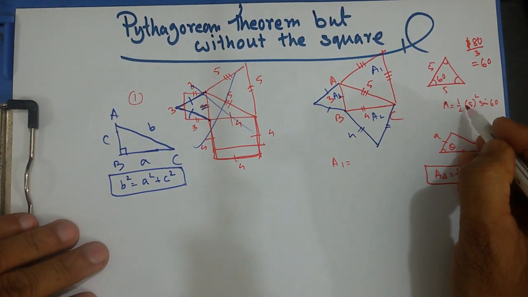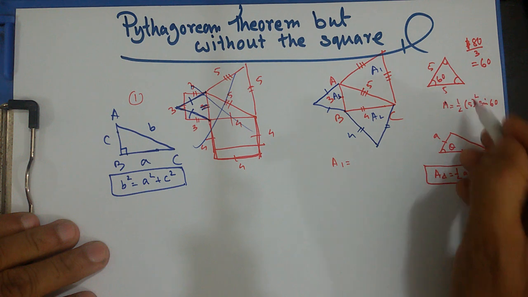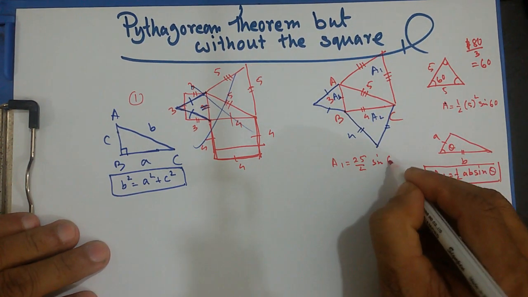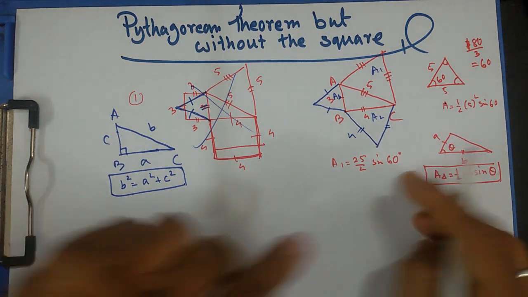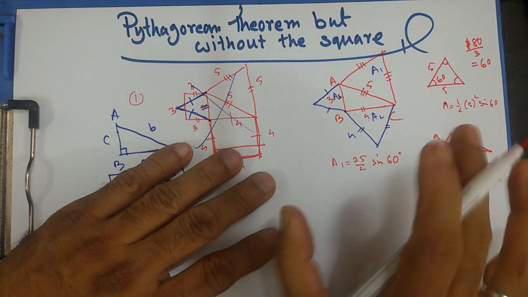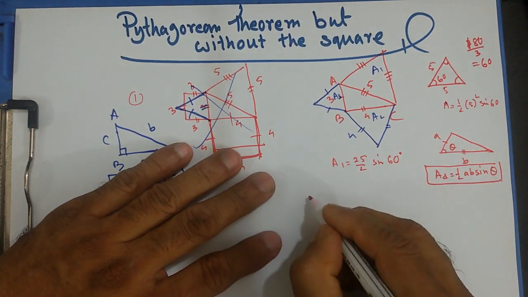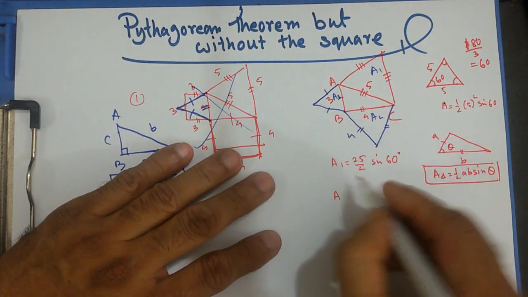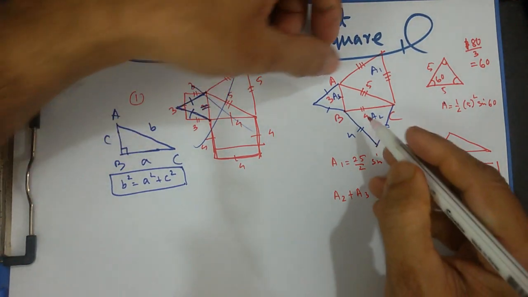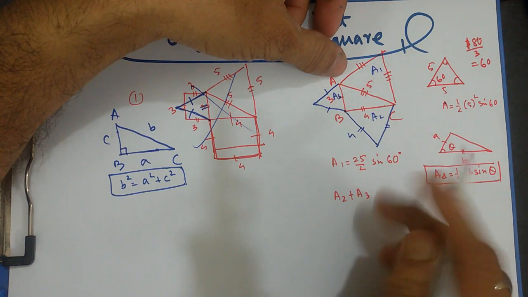So 5 squared is 25. So this is going to be 25 divided by 2 sine 60 degrees. I'm not going to write down sine 60 equals root 3 by 2 or use the calculator. I'm going to keep that for the time being like this. And area 1, I already have that. So area 2 plus area 3 according to this formula. Okay, I'm going to see whether these two are equal or not.